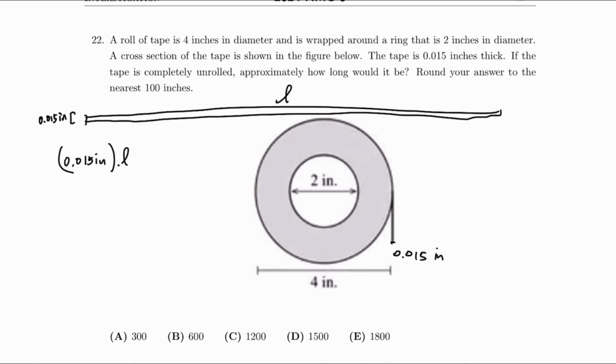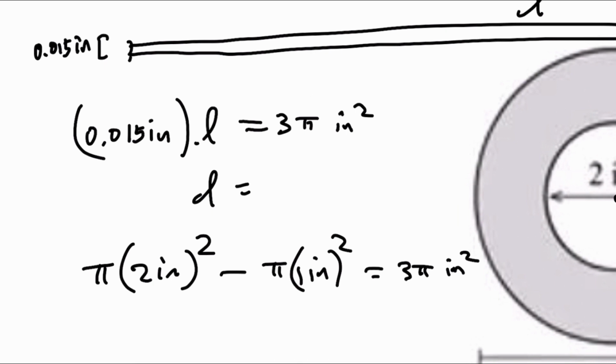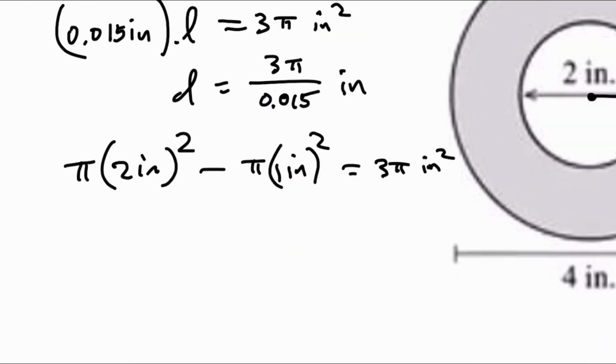The other way to find the area is to find the area of this ring, which is going to be pi times 2 inches squared, because the radius is 2 inches and the diameter is 4 inches, minus pi times 1 inch squared, which is 3 pi inches squared. So that's equal to 3 pi inches squared. Now we just have to solve for L. L is going to be 3 pi divided by 0.015 inch.